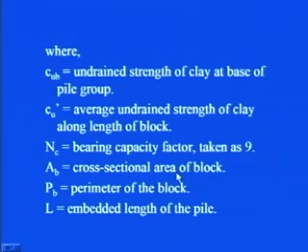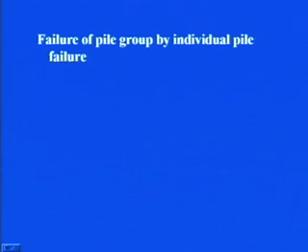So, you should always remember this thing, that when we find out QUG, that is the ultimate load carrying capacity of the group by block failure, in that case your AB represents the cross sectional area of the block, not the cross sectional area of one particular pile. PB is the perimeter of the block. Again, it is not the perimeter of one pile but of the block. L is the embedded length of the pile. Now, that was all about the failure of a pile group by block failure.